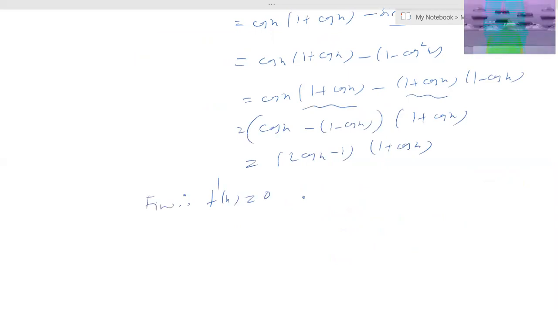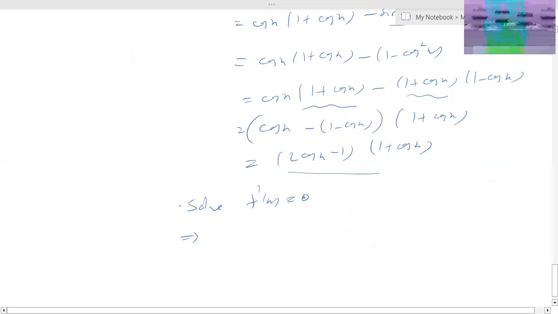Find roots of f dash x equal to 0, or solve f dash x equal to 0. Both are same. Solve f dash x equal to 0. That implies substitute the f dash x value. This is the f dash x value: 2 cos x minus 1 times of 1 plus cos x equal to 0.